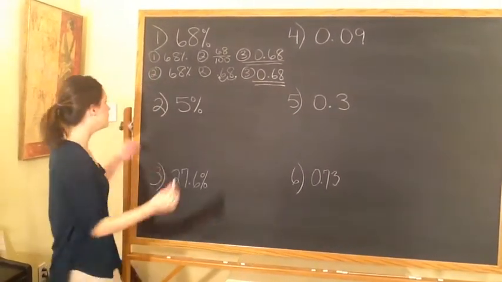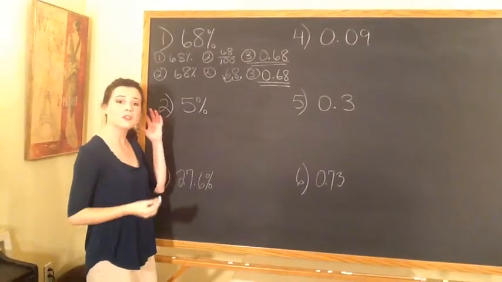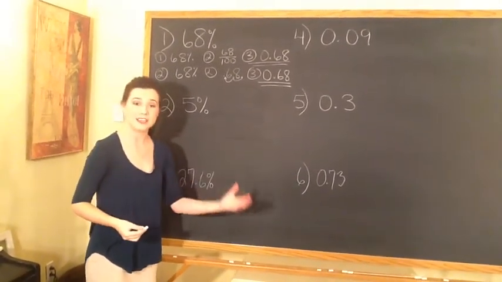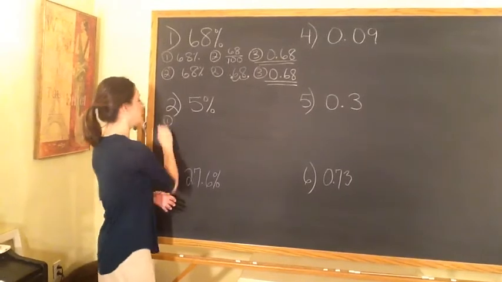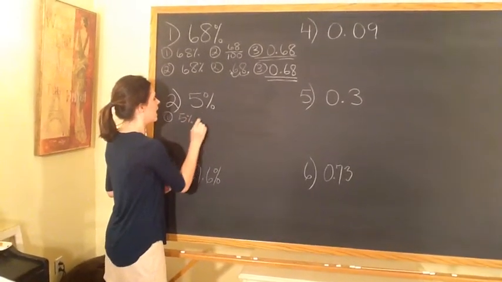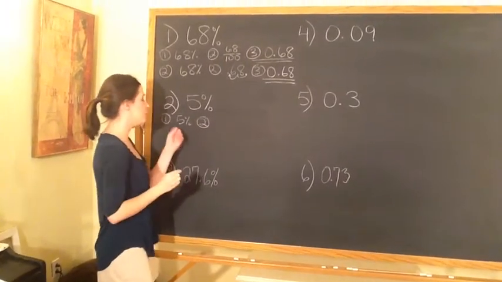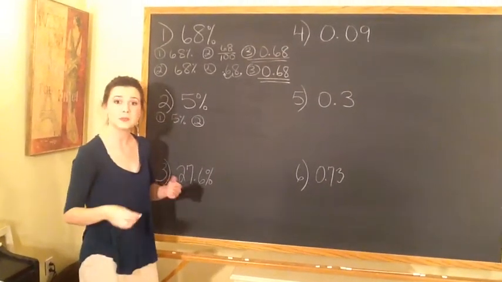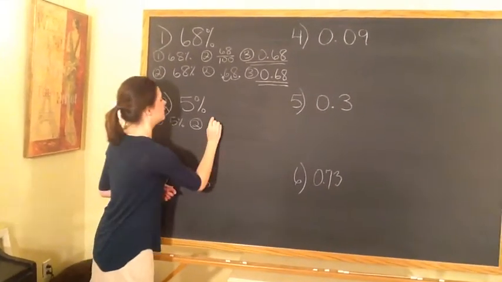Alright, let's go ahead and do number 2. We're starting with 5%, and we want to go to that in decimal form. So way number 1 has to do with fractions. So we'll start with 5%, and then we are going to go ahead and write 5 over 100 because percent is a part of 100.